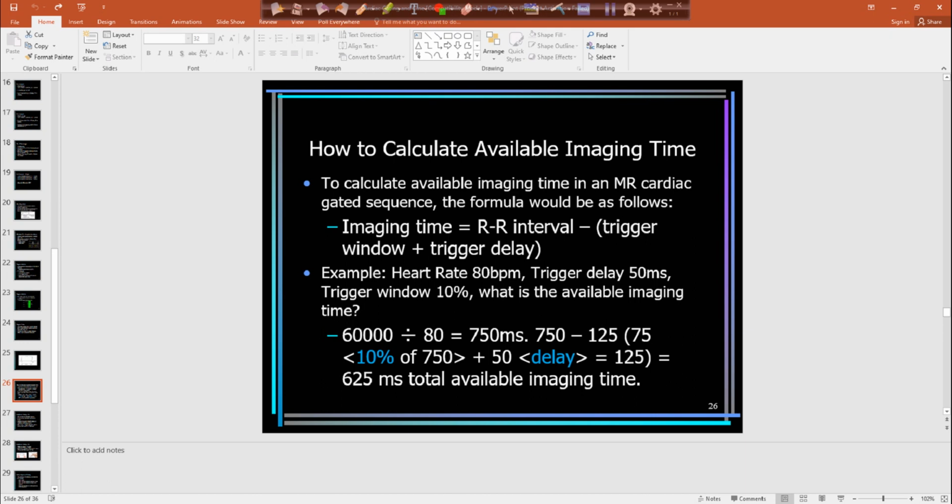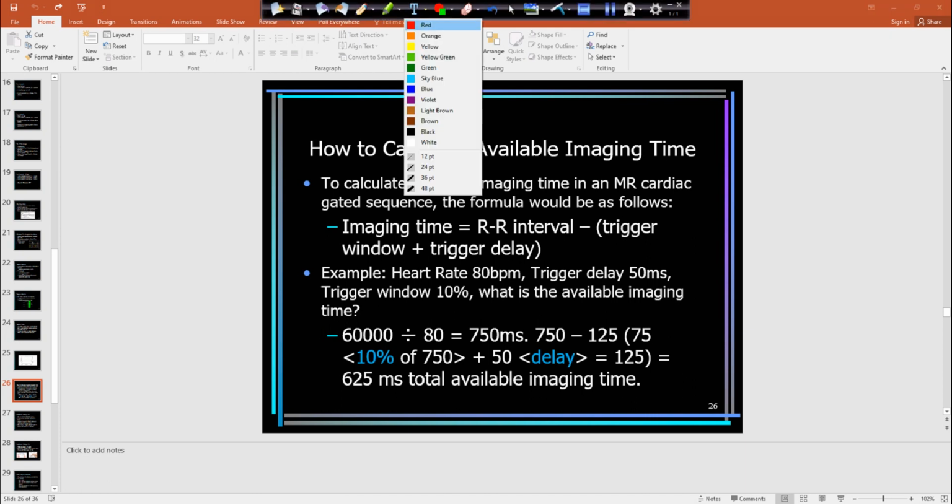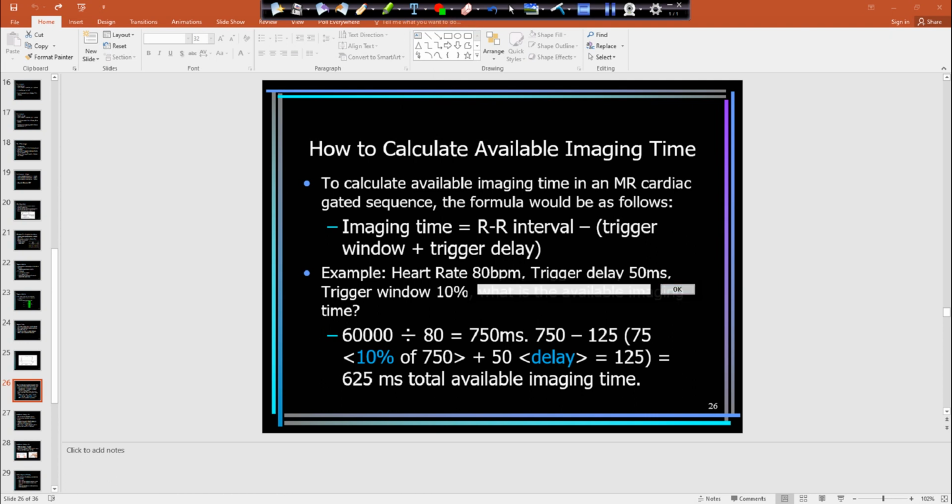So here's an example. If we have a heart rate of 80 beats per minute, our trigger delay is 50, and our trigger window is 10%, what is the available imaging time? First we need to find our effective TR. We take 60,000, which is our milliseconds per minute, and divide it by 80, which is our beats per minute. That gives us our effective TR. So this number right here, 750, is our effective TR. That is also our R to R interval.